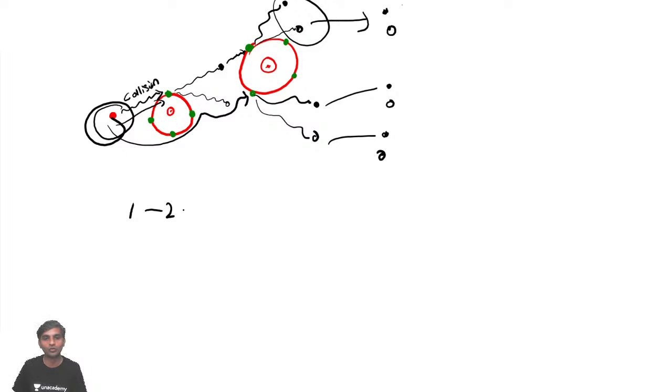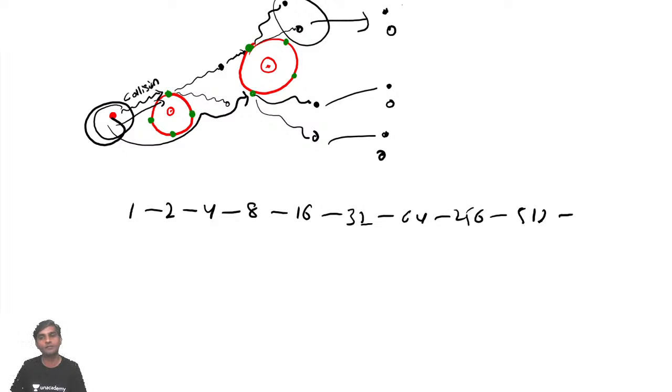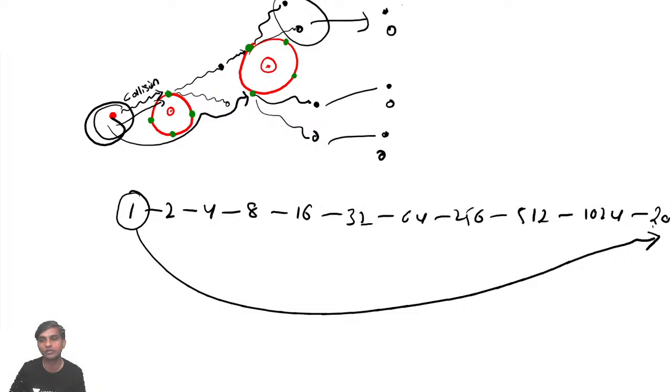So 1 will become 2, 2 will become 4, 4 will become 8, 8 will become 16, 16 will become 32, 32 will become 64, 64 will become 128, 128 will become 256, 256 will become 512, 512 will become 1024, 1024 will become 2048. Like this, there will be a sudden increase of electrons, from 1 to 2048 within no time.